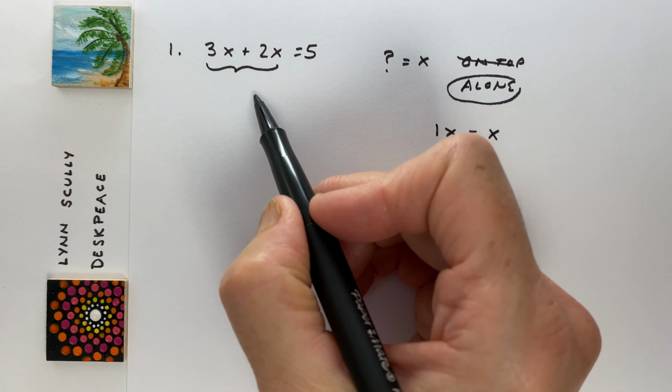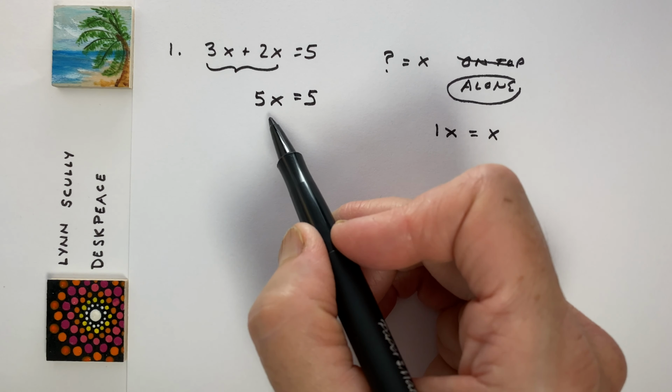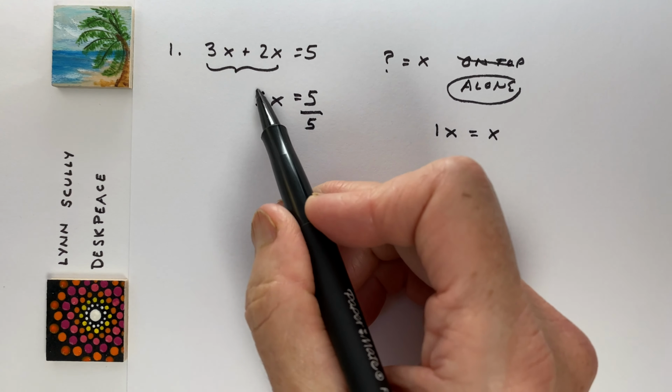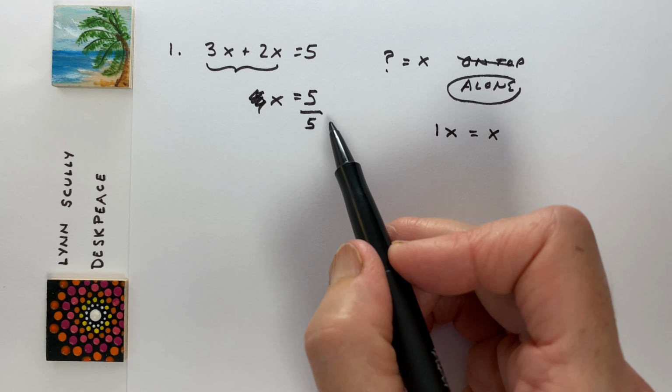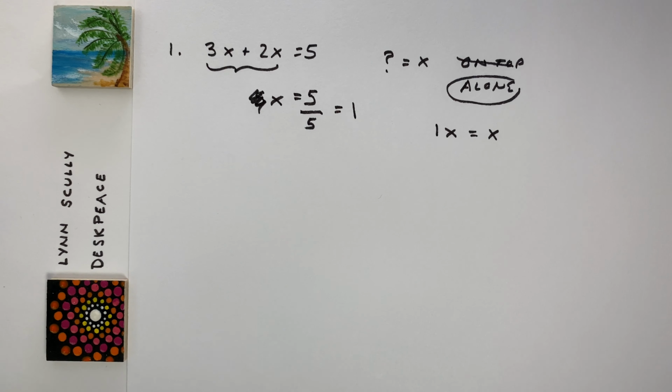So 3x plus 2x is 5x equals 5. Almost done. I want to get the x alone. 5 is attached by multiplication. Move it by division to the other side of the equal sign. And I get x is 1 because 5 over 5 reduces to 1.